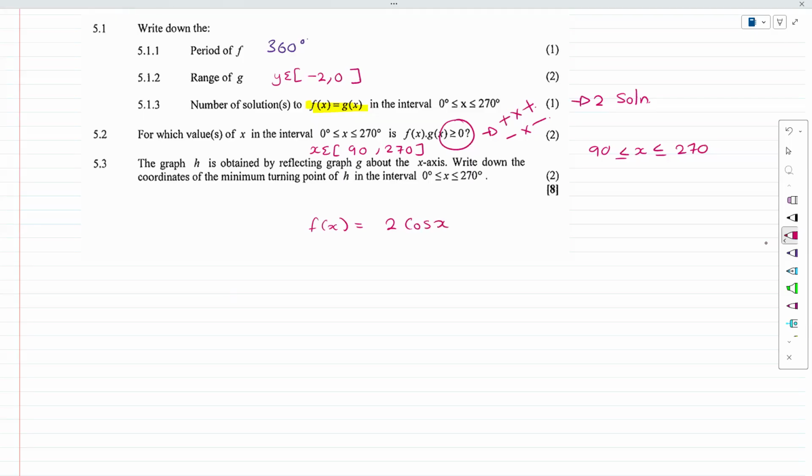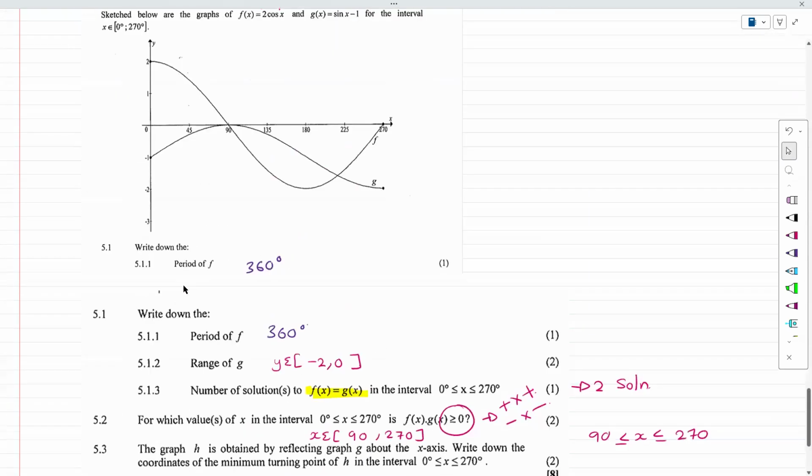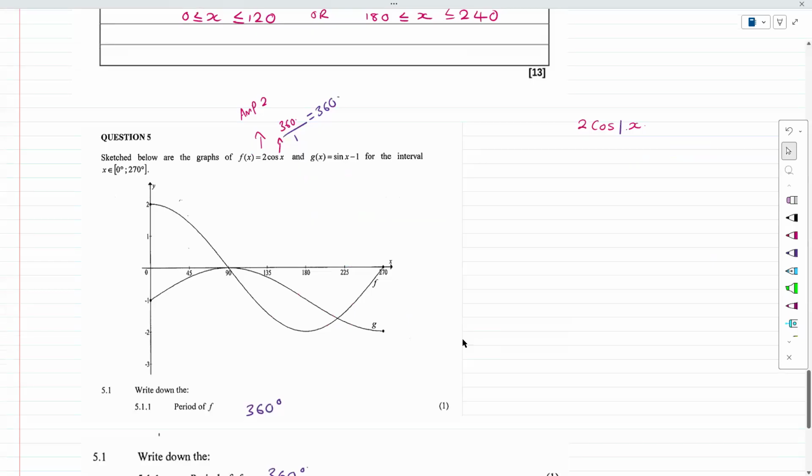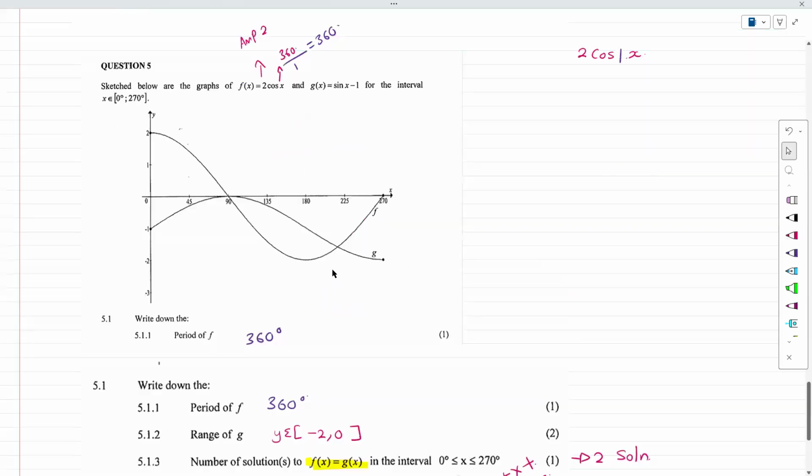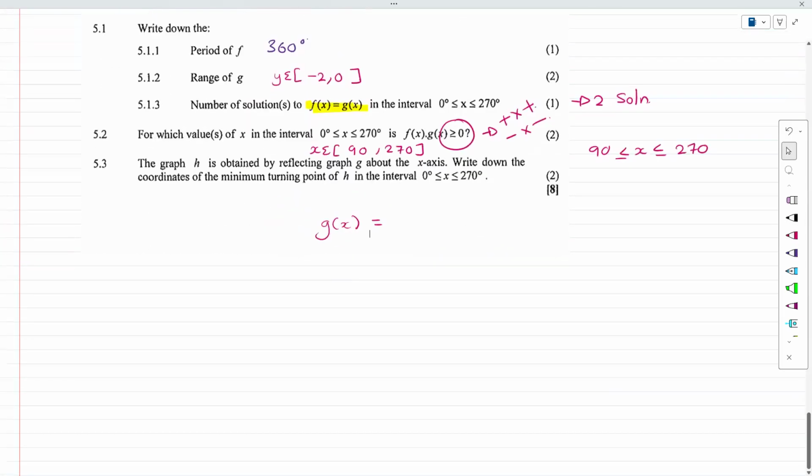They said that h of x is just reflected, right? But h of x is created. You know what, guys? I think I did make a mistake here because I'm looking at the wrong graph. Sorry, this would be g. Technically, g of x is equal to sine x minus 1.